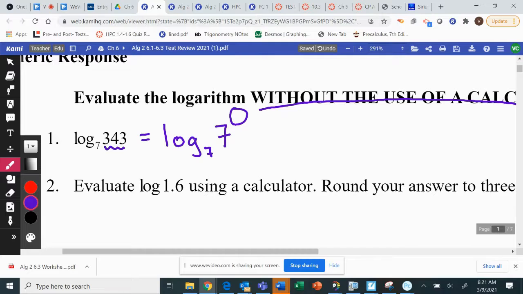So 7 to the what is 343? I know it's not squared. Any guesses? It is 3. 4 would be a really big number, so it is to the third. Okay, so if I have 7 to the third, which is 343, and I replace 343, then I can go boom, boom, those cancel. My answer is 3. That's what a logarithm is doing. It's saying 7 to what exponent is 343. It's finding the exponent.